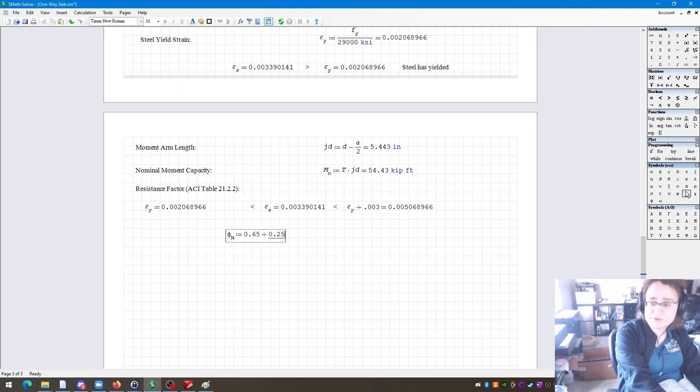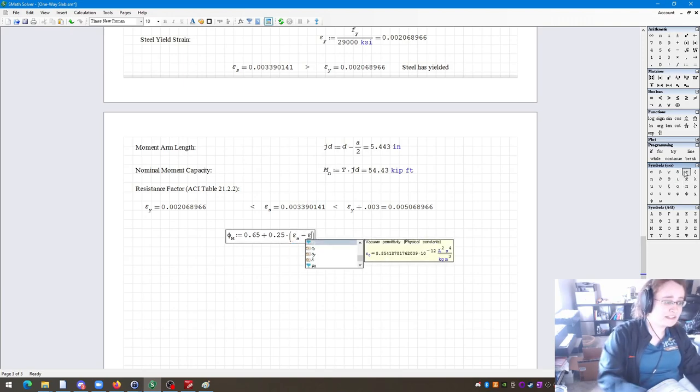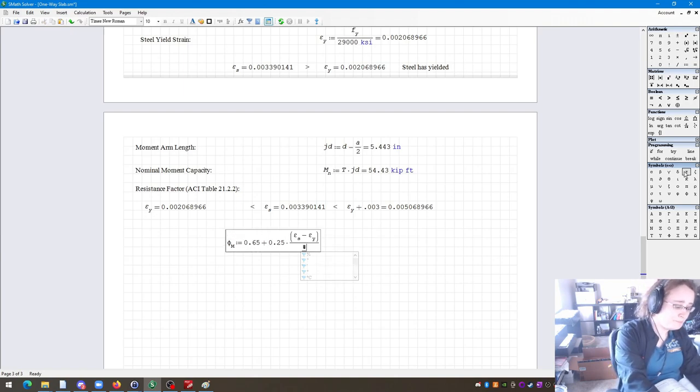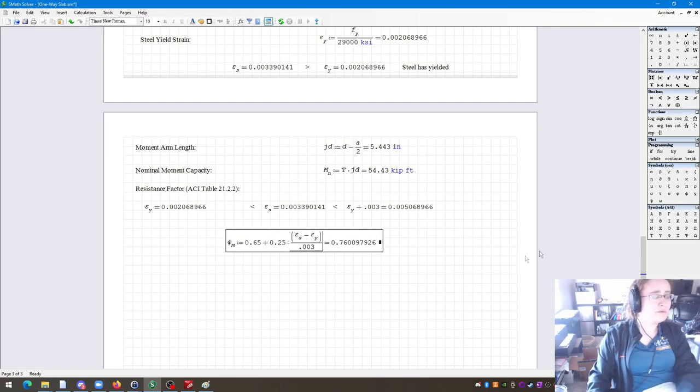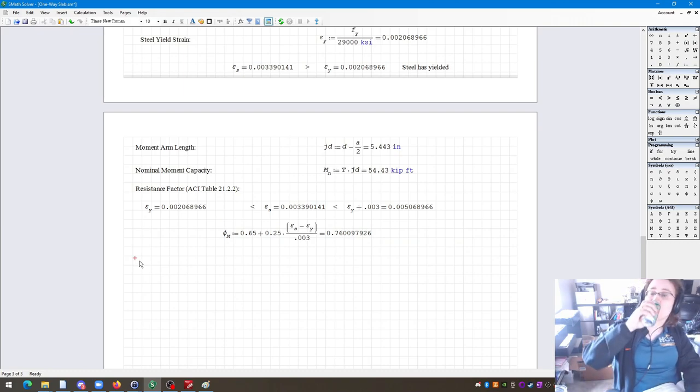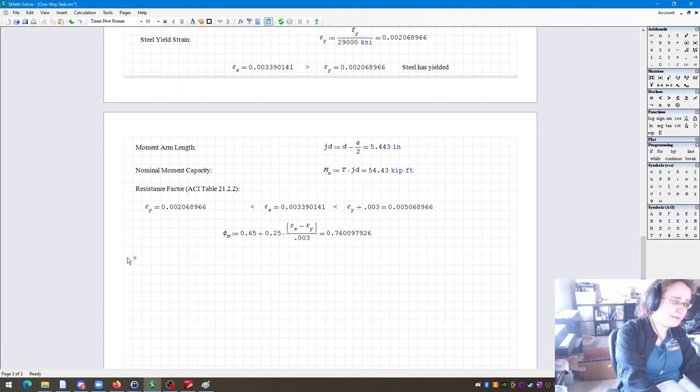0.65 plus 0.25 times epsilon t minus epsilon ty, or as we've labeled them here, epsilon s minus epsilon y, divided by 0.003, or 0.76 here. So then we can get our phi Mn, our design moment capacity.